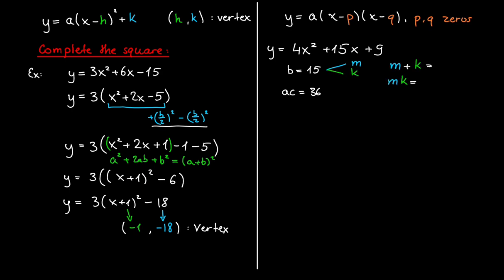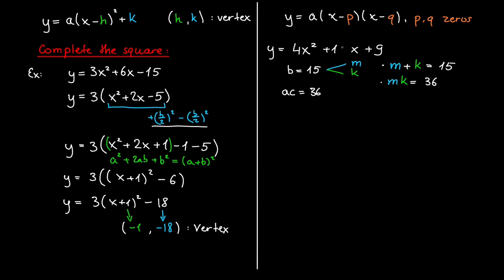However, m and k can't just be any numbers. They have to fulfill two conditions, which I've written here. These two conditions will be the following. M plus k has to equal b, so in our case, has to equal 15. And then their product has to equal ac, so 36. Please do keep in mind that both m and k can actually be positive or negative numbers. However, in our case, they're both probably going to be positive.